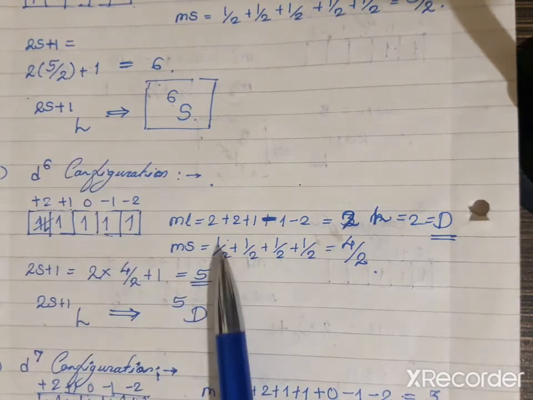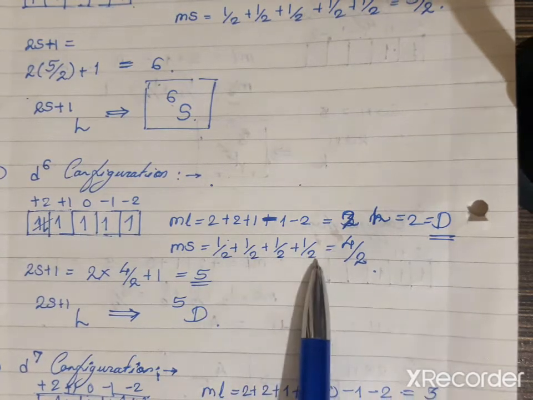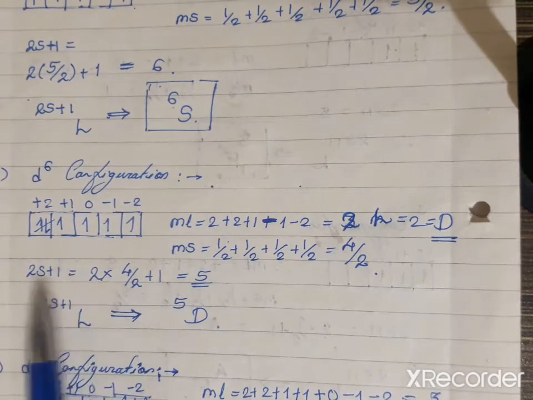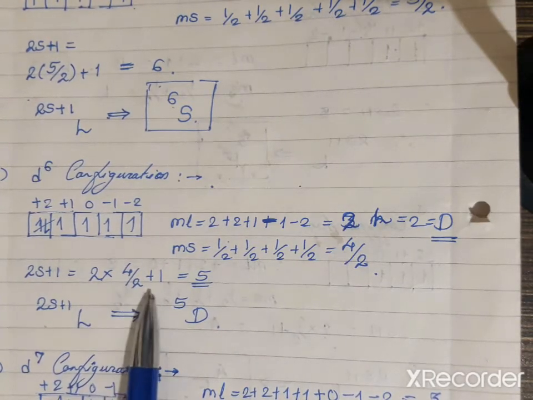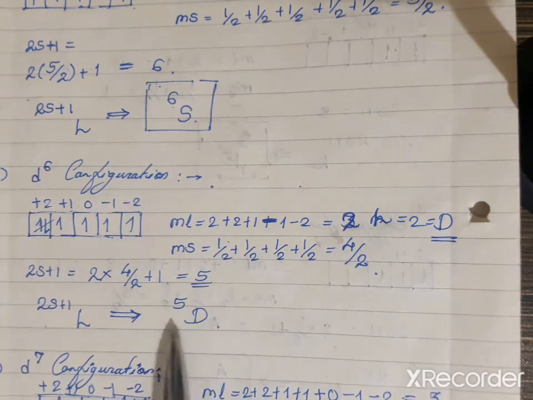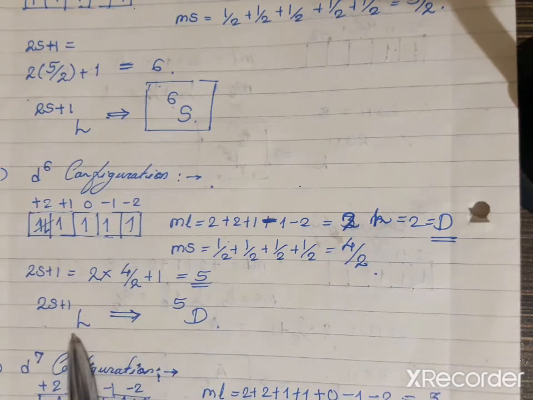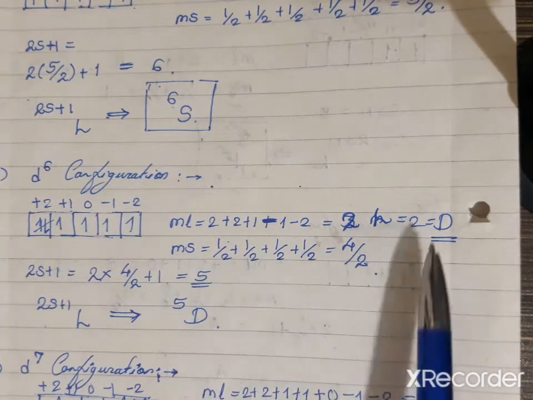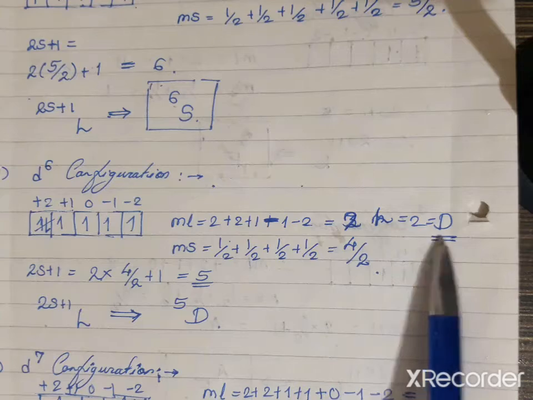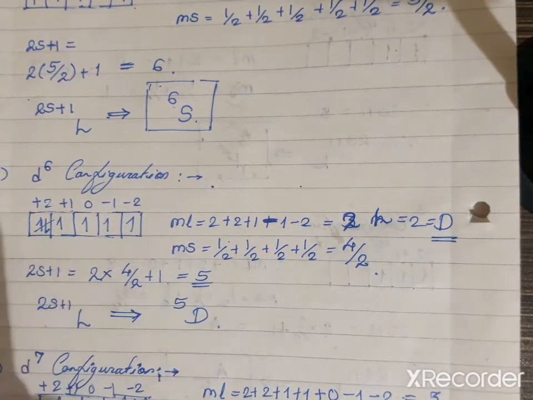So total spin S is 4/2, that's why 2S + 1 is equal to 2 into 4/2 plus 1, which is equal to 5. So spin multiplicity is 5, that is quintet, and L is equal to 2, and 2 corresponds to the D term. So this is quintet D for the d6 configuration.